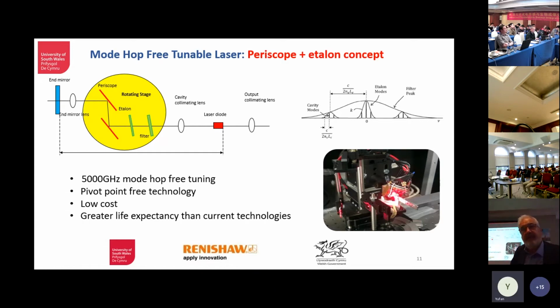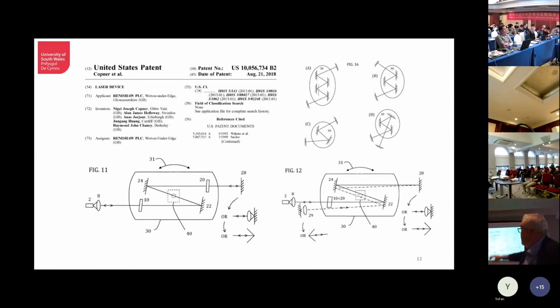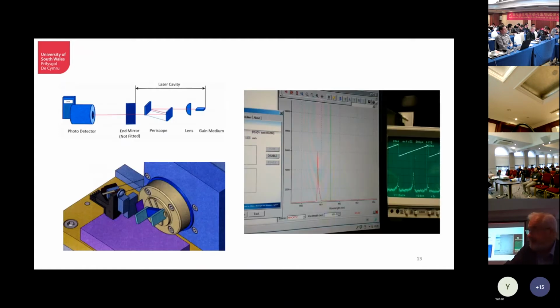We've got an approach which now allows robust tuning for life without any decay or degradation of the performance. But this is beginning to open up opportunities. The patent on this has been assigned to Renishaw. Renishaw have taken on the patent, and obviously they're going to be developing it, presumably for a number of applications. It's low cost, it's cheap, and it can open up the market for metrology.